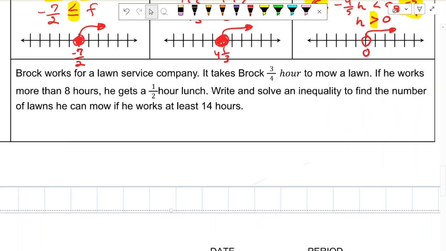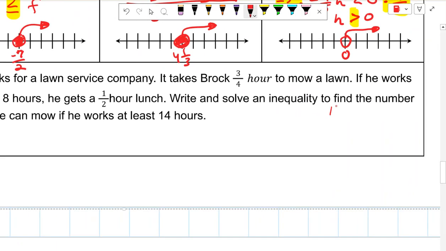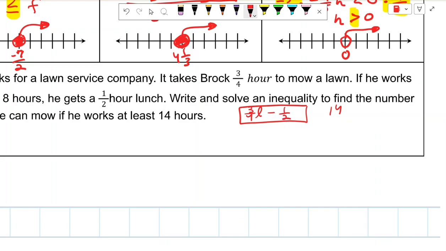So on this one, he's working 14 hours. And that means he gets the half-hour lunch break. Now, each lawn takes 3/4 of an hour. And so we're going to put a fancy L right here because I don't want to put a lowercase l because it might look like the number 1. And then we're going to take away the half hour because he gets that for lunch and he's not mowing any lawns during lunch. So this side has to be how many lawns can he mow in 14 hours?